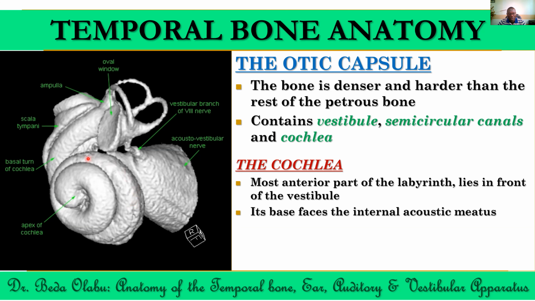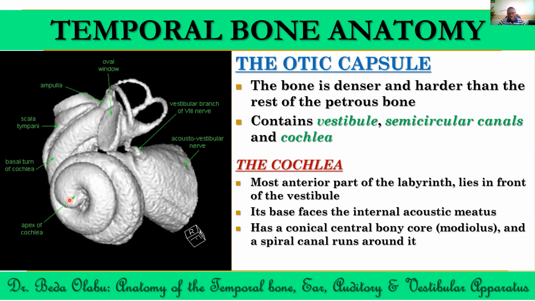The base of the cochlea faces the region of the internal acoustic meatus, but the tip or the apex of the cochlea faces away from that part. It has a conical central bone, which we call the modiolus, and a spiral canal around that modiolus. So remember that the canal is spiraling around the central bone. And this canal is wider at the base and it narrows towards the apex.